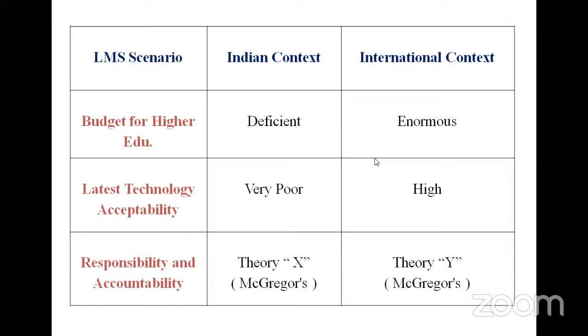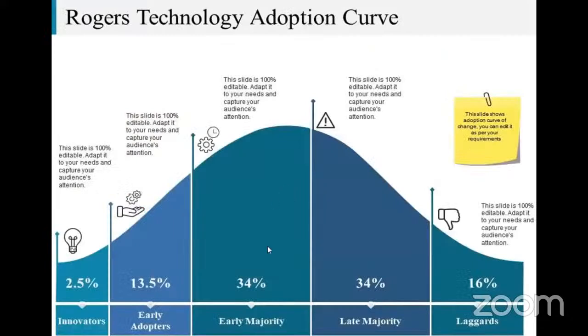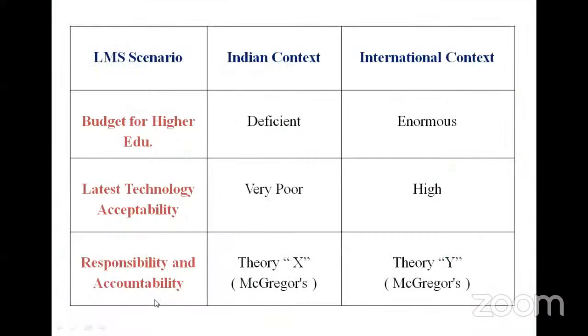And the latest technology acceptability is very poor, which is proven by this method. This is the Rogers curve. It is proving that the acceptance is very poor. And the responsibility and the accountability are defined by Theory X and Theory Y. McGregor has given one theory that is called Theory X and Theory Y. I think Theory X is applied on us. I'll include myself first over here.